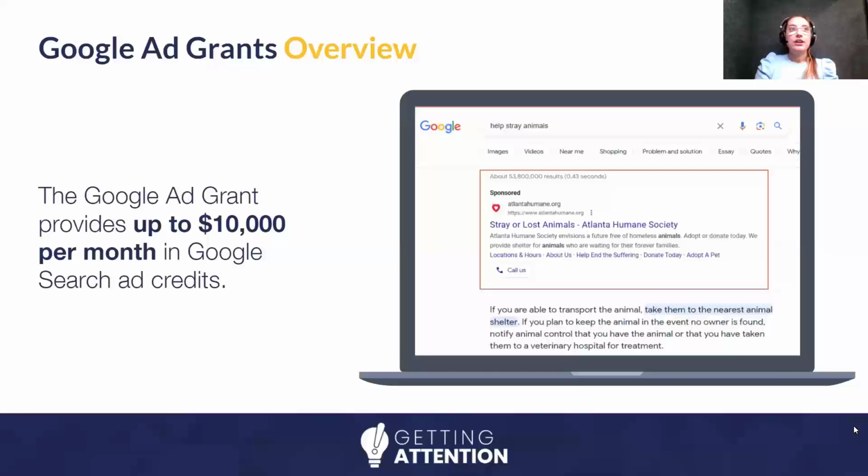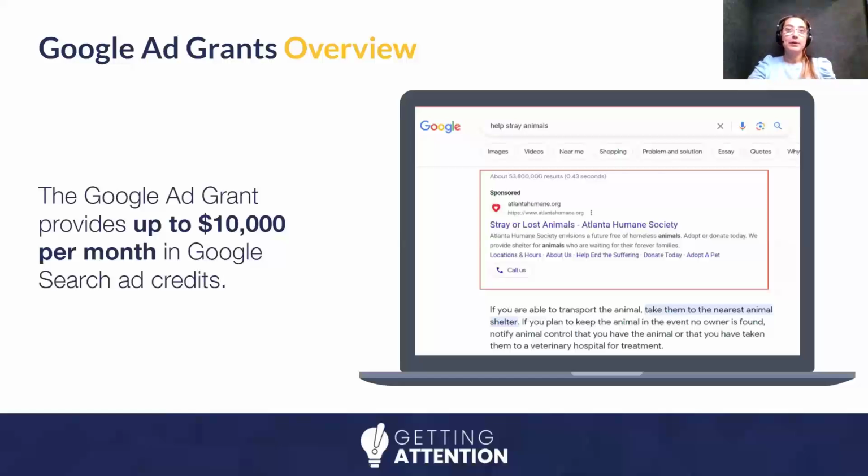I want to start out by covering what the Google Ad Grant is. It is a program from Google. It's been running for a really long time, I think since 2003. So we are at 21 years of the Google Ad Grant in some form. It provides up to $10,000 per month in search ads credits. Another way that you can think about this is like a $10,000 per month gift card that you can spend in Google search running ads.